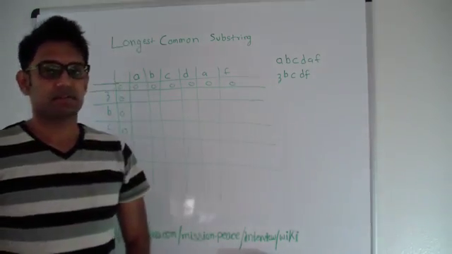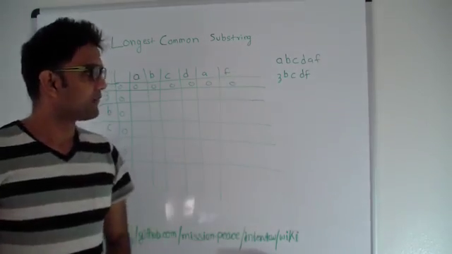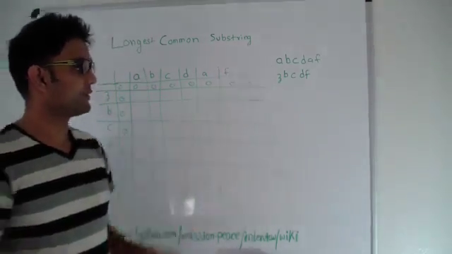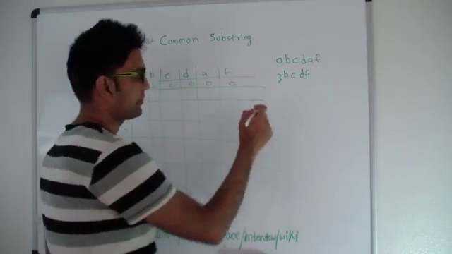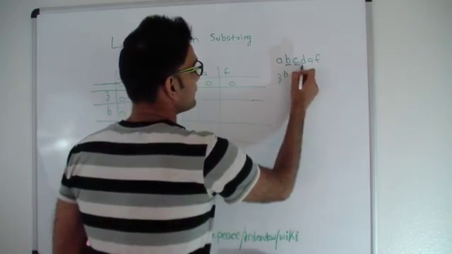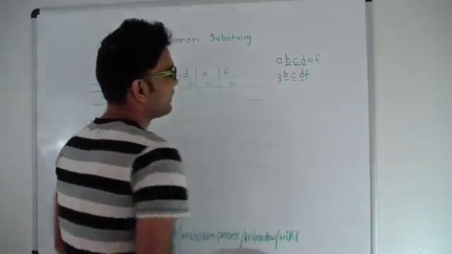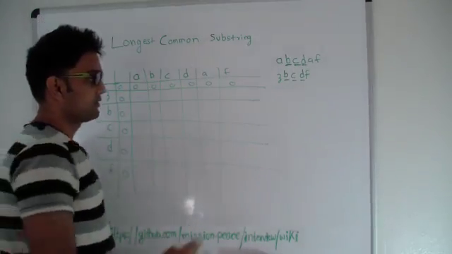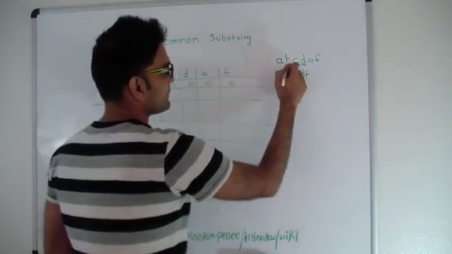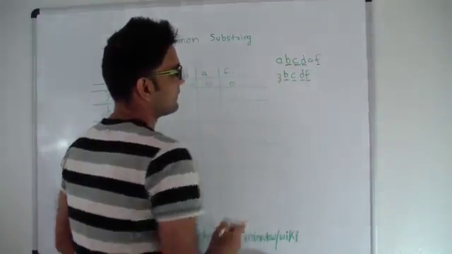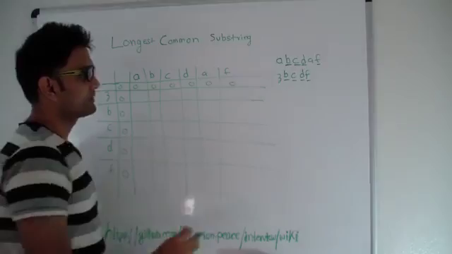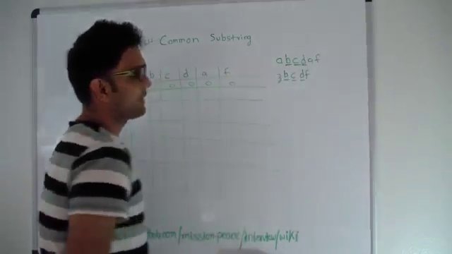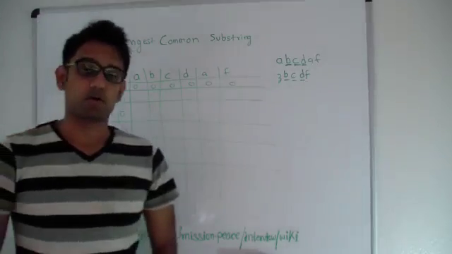So the question is, given two strings, find the longest common substring between them. For this particular pair of strings, the longest common substring will be B, C and D. Note how it is different from longest common subsequence. The longest common subsequence for these two is B, C, D, F. But since we are just talking longest common substring, the longest common substring here is BCD, and the length is 3.